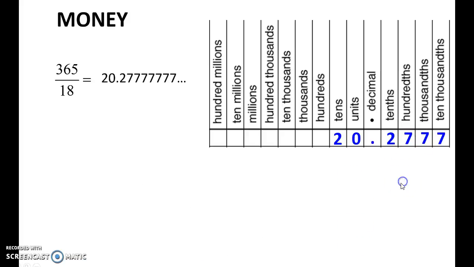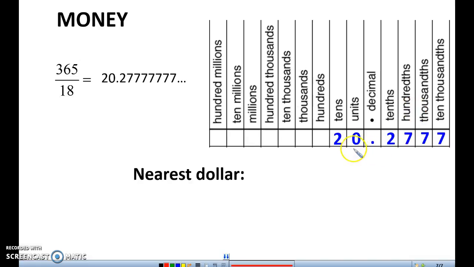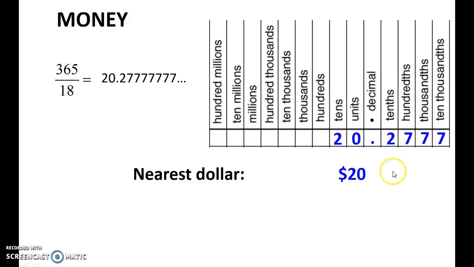All right, what if we're dealing with money? Let's say this was $365 divided by, I don't know, 18 sweatshirts. So it comes out to be $20.2777 per sweatshirt. Here they're either going to ask you to round to the nearest dollar, which once again, to the nearest dollar, you're talking your units place. So you would say it's about $20 a sweatshirt.